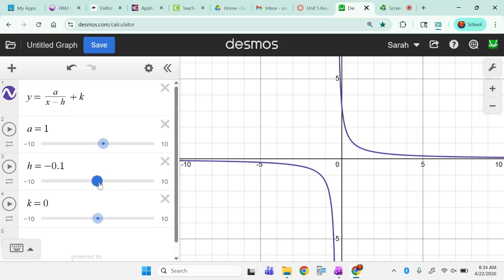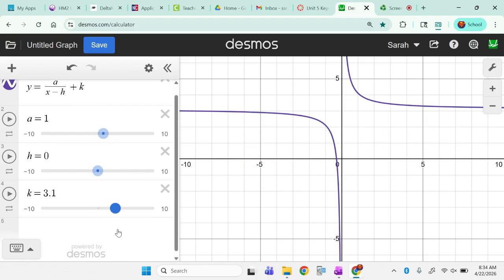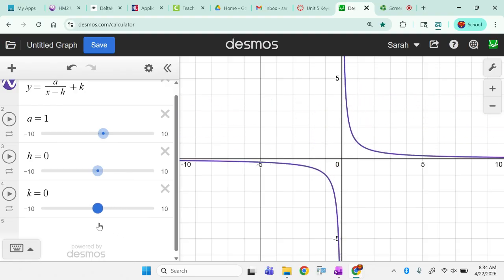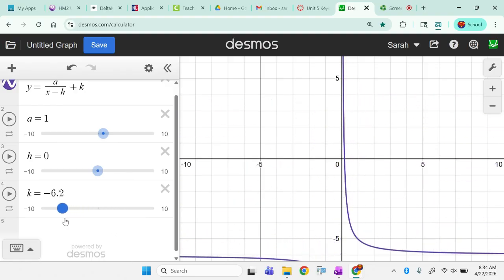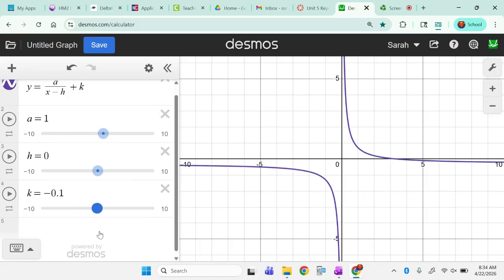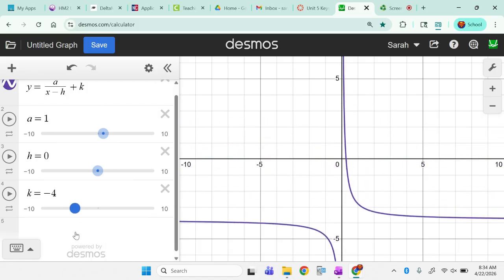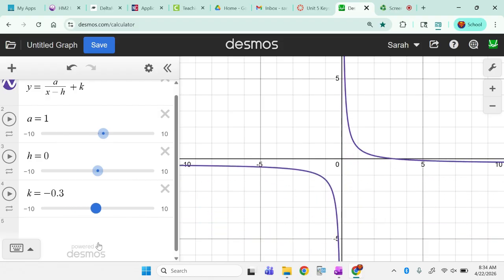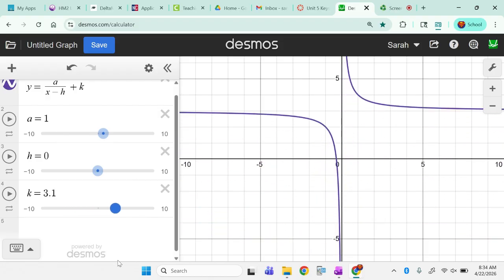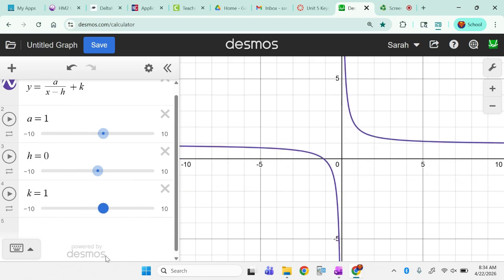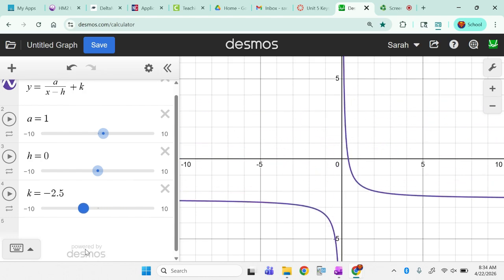Now let's look at the k value. So that's our horizontal asymptote. It moves it up and down. So that line that it can't cross moves up and down. So you guys see how the asymptotes affects the graph? Yes, no, maybe. Yeah. All right. It literally just moves it around.